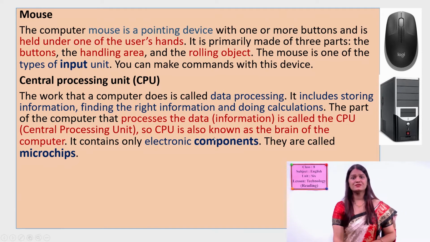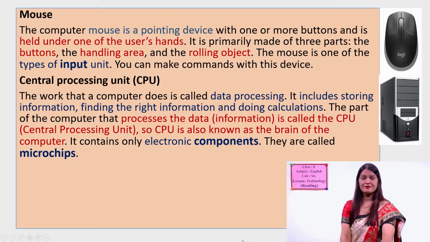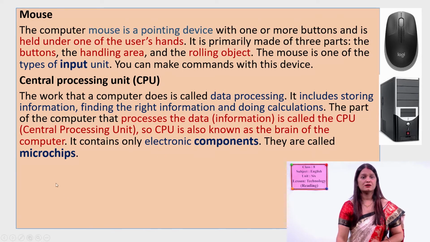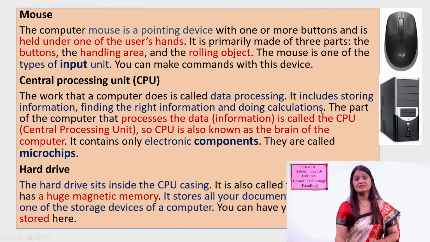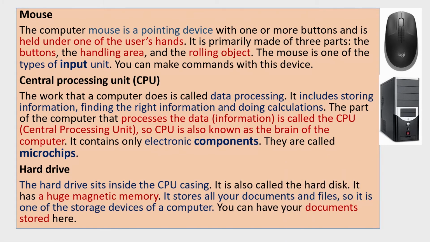So CPU is also known as the brain of the computer. So you should remember that CPU is the brain of the computer. It contains only electronic components. They are called microchips. Inside it, there are microchips. Okay. So let's talk about the next part. It is a hard drive. Okay. It looks like this type of.